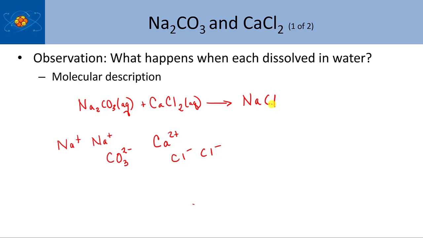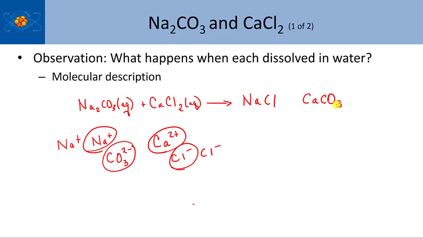Now, what's the other possible product? Well, if this positive ion is going with this negative ion, then this negative ion has to go with this positive ion. So when we write the formula, we always put the metal ion first, or the cation first. So that would be CaCO3. So those are your products.